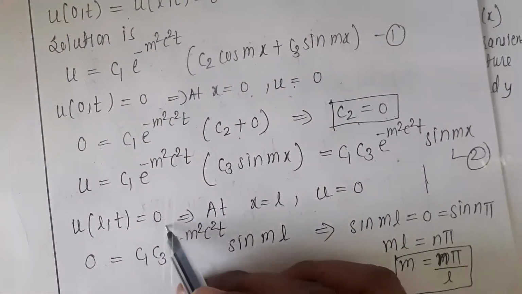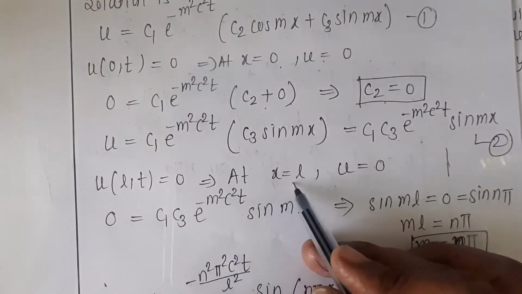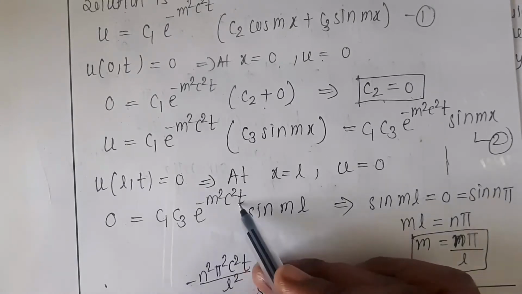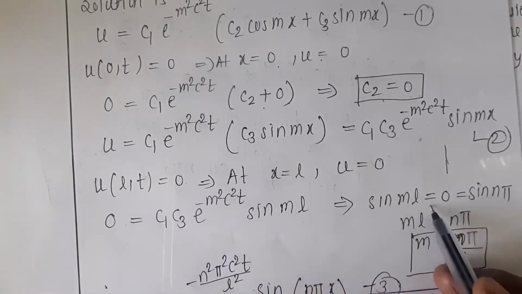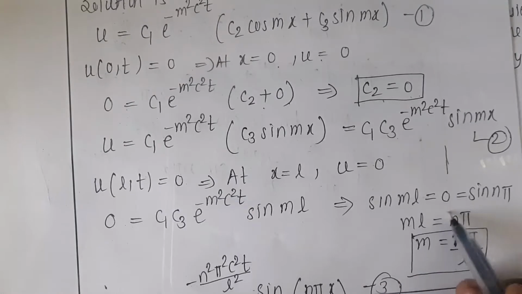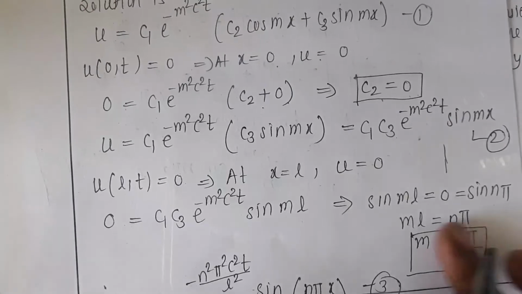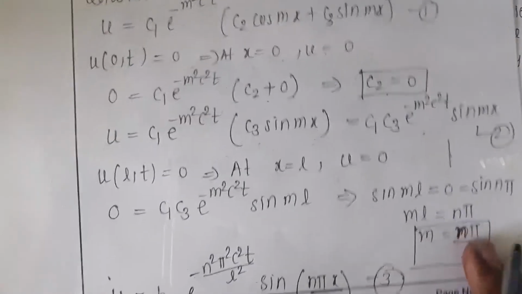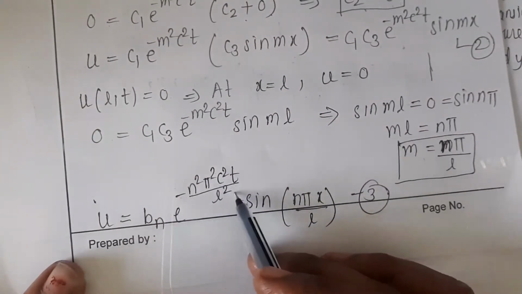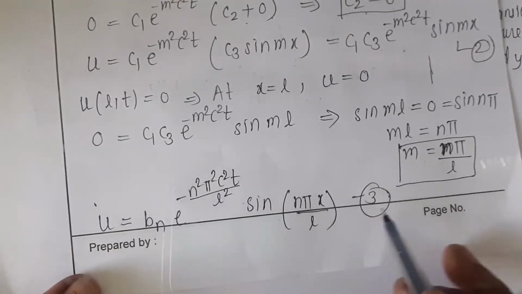Now u(L,t) = 0 is the other condition. What is the meaning of the second condition? At x = L, the u value becomes 0. So 0 = c1 c3 e^(-m²c²t) sin mL. Now sin mL = 0 because the remaining term cannot be 0. If sin mL = 0, it can be written as sin nπ, so we obtain m = nπ/L. Substituting this m value in equation number 2, we obtain u = bn e^(-n²π²c²t/L²) sin(nπx/L). This is what we obtained.